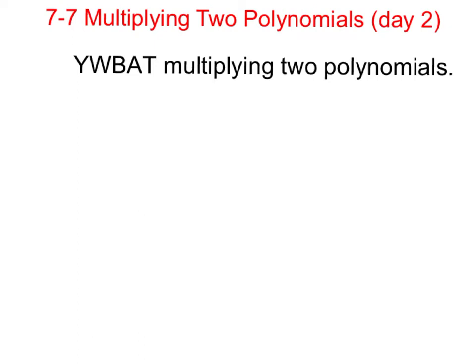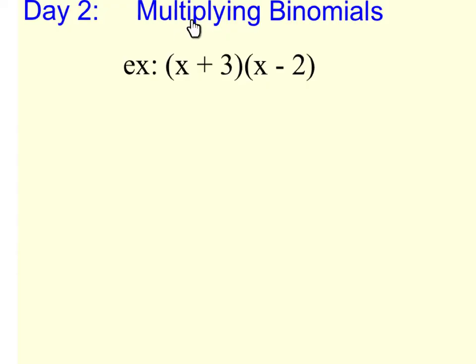Welcome back, everybody. We're still on lesson 7.7, but we're on day 2, and we're going to multiply polynomials again. This time we're going to focus on a binomial multiplied to a binomial or even bigger. So let's see what that looks like. All right, here's our first example. We're going to start by multiplying binomials. Here's a binomial, first degree, another binomial, first degree.